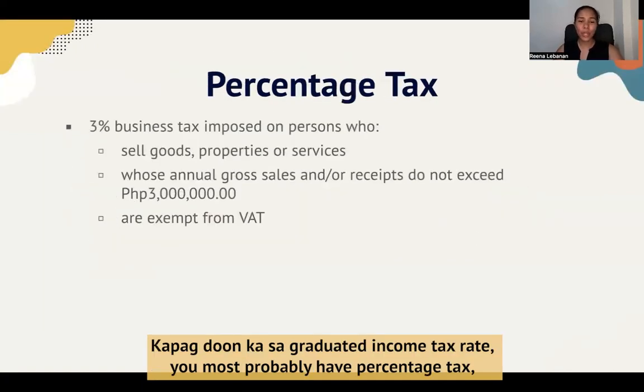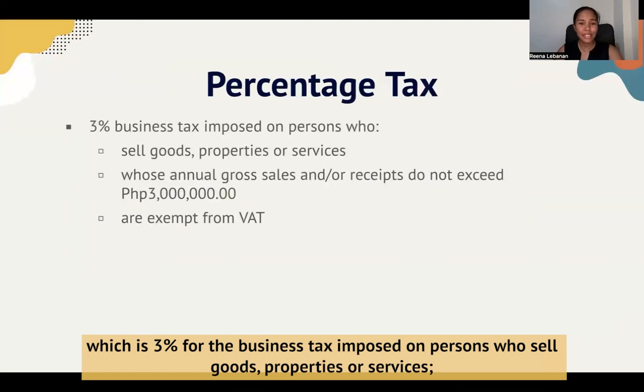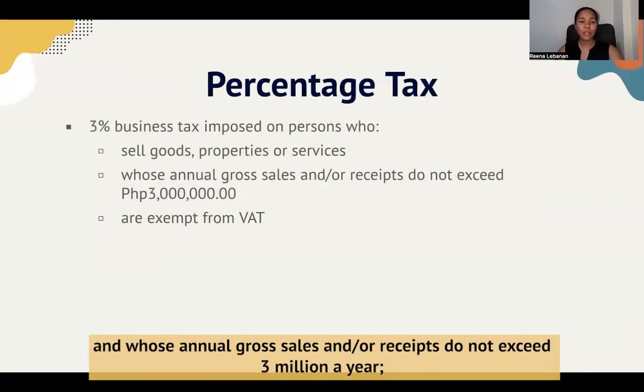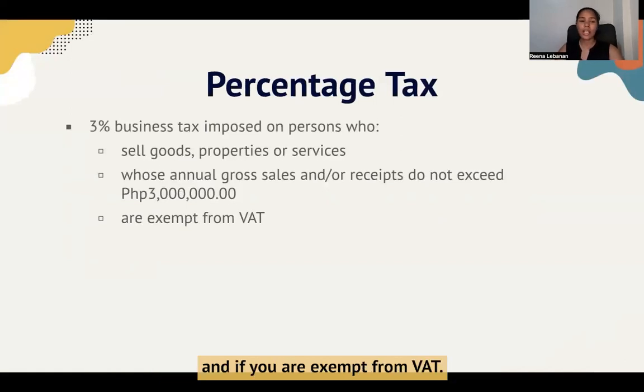Kapag dun ka sa graduated income tax rate, you most probably have percentage tax, which is 3% for the business tax imposed on persons who sell goods, properties or services and whose annual gross sales and/or receipts do not exceed 3 million a year. And if you are exempt from VAT.